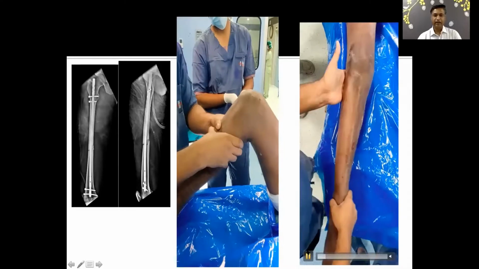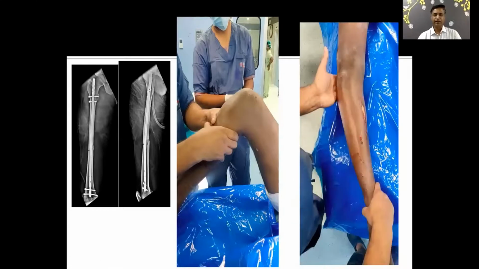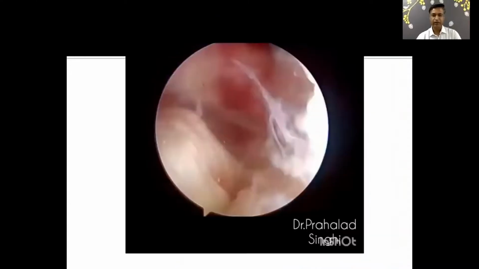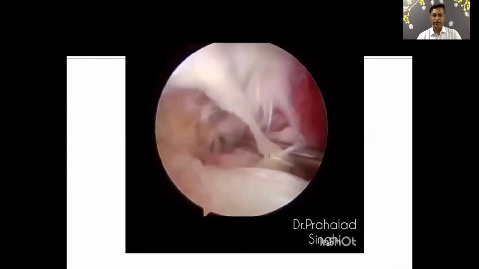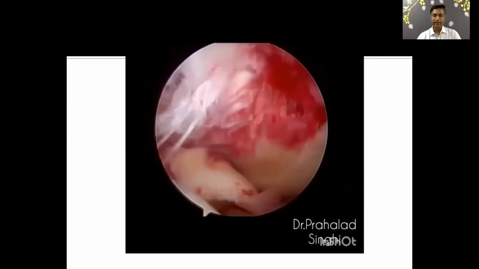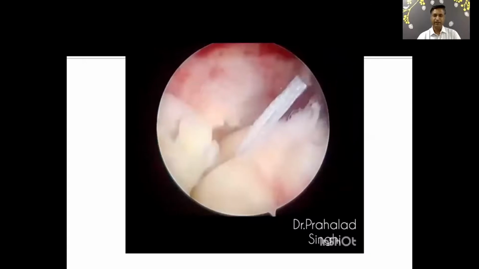So both anteroposterior instability and also a varus instability. So we decided to do an arthroscopic procedure for him. So we were able to see that there is an avulsion of the femoral side PCL there, and this is tibial side ACL. So we did a similar procedure.